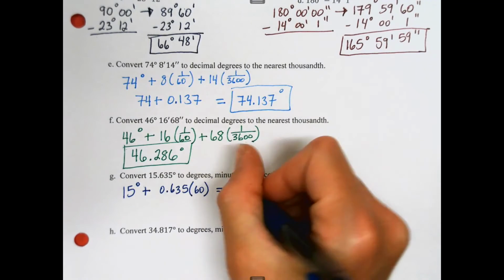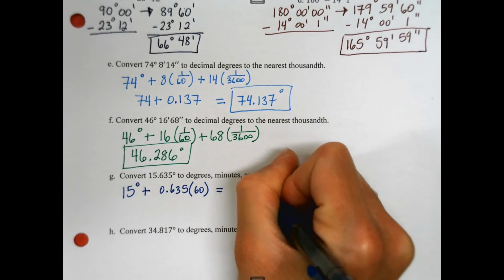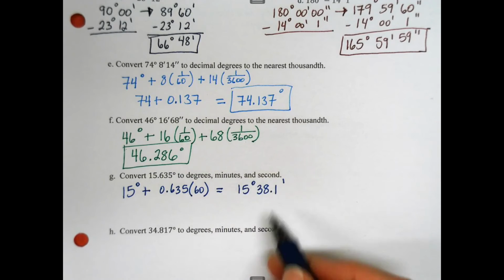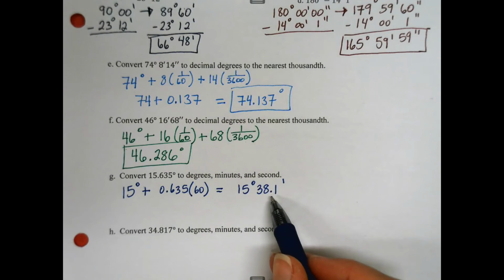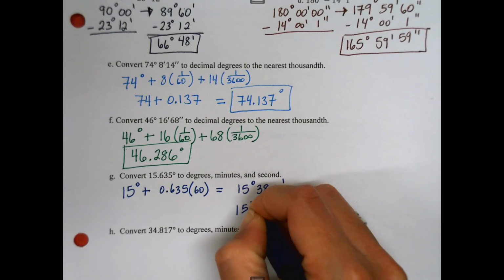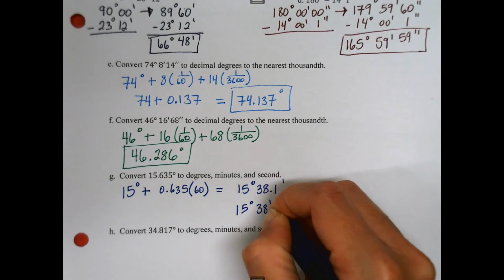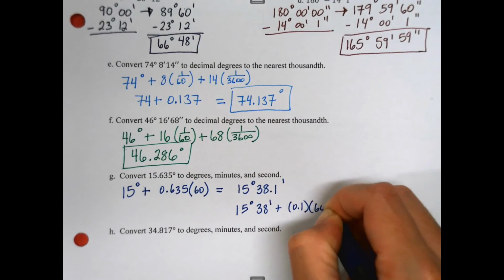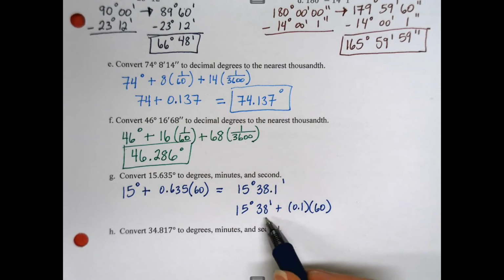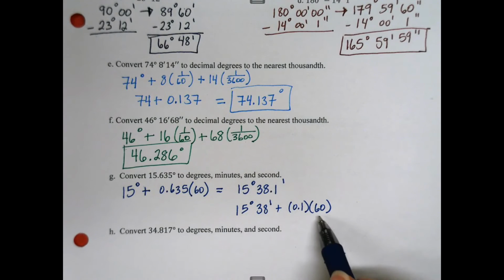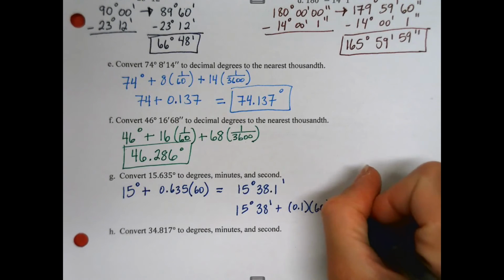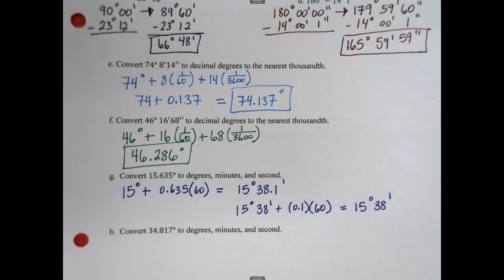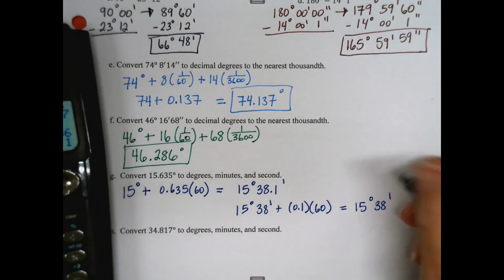And 0.635 times 60 gives us 38.1. So this is 15 degrees, 38.1 minutes. And then we have to convert this 0.1 minutes into seconds. We're going to take 15 degrees, 38 minutes, and we are going to add 0.1 times 60, since there are 60 seconds for every minute. So we need to figure out what portion of 60 is 0.1. And when we do that, we end up with 15 degrees, 38 minutes, and 6 seconds.